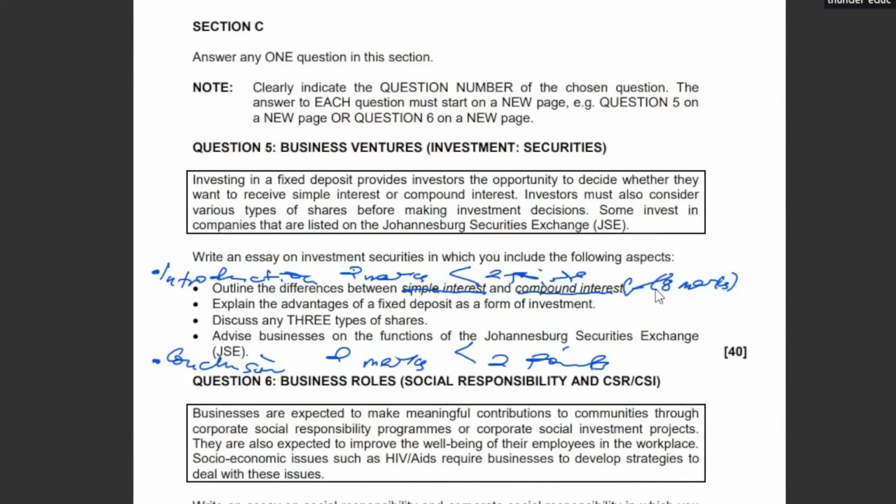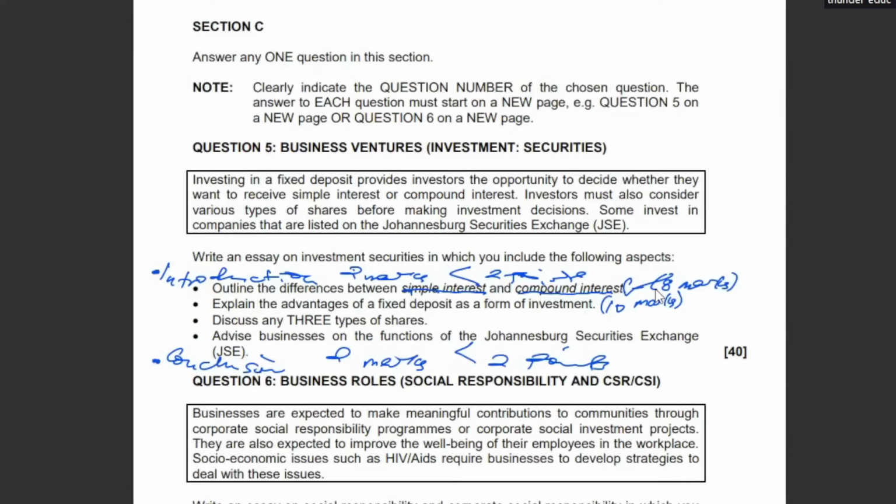So now let's move on to the second bullet. If you check the second bullet, how many marks does it carry? It carries 10 marks. And for 10 marks, remember, the expectation is to come up with 5 points.